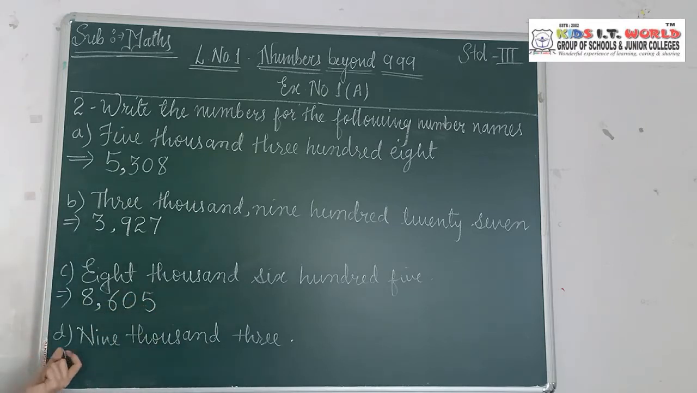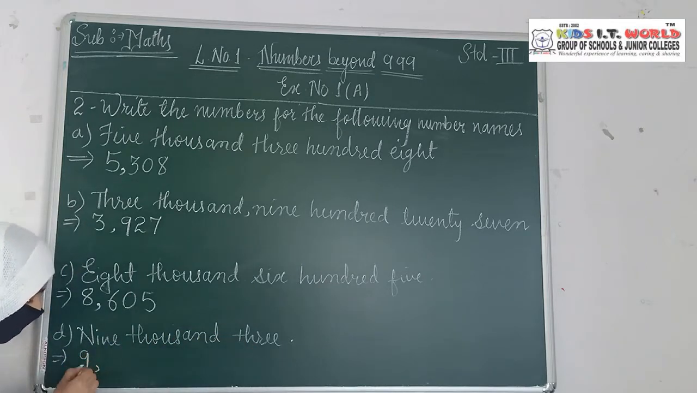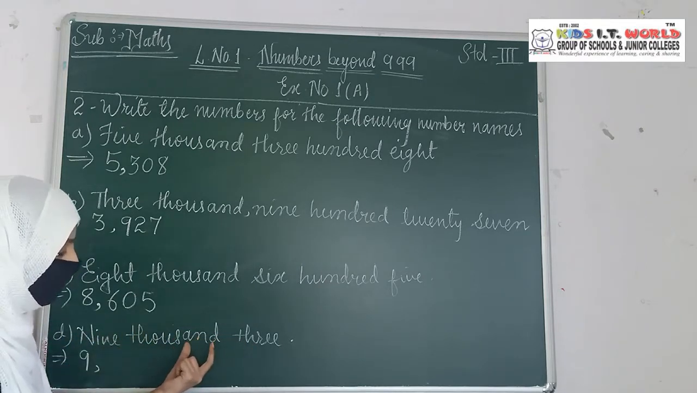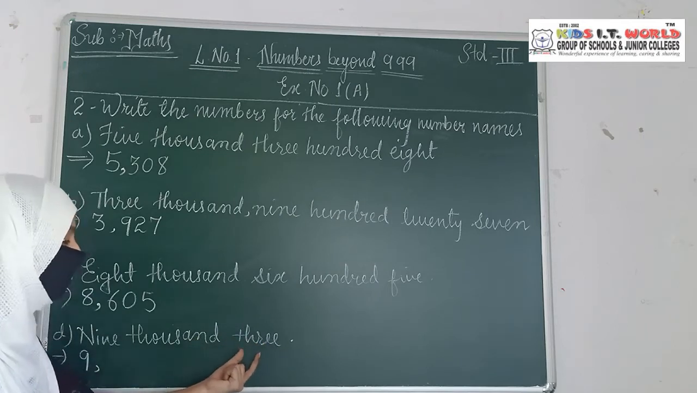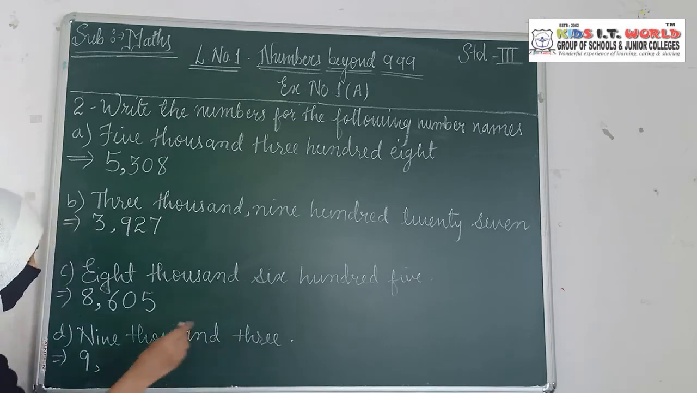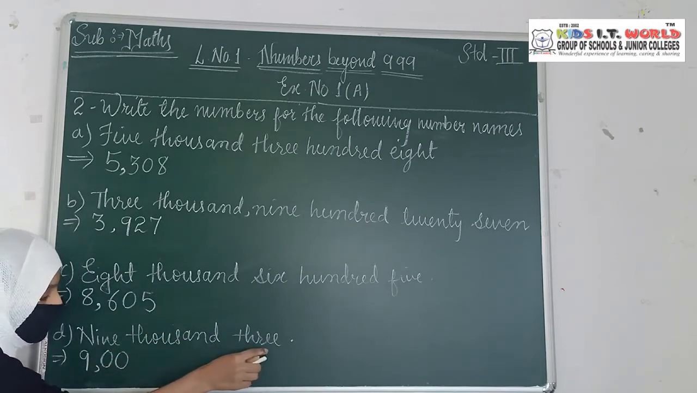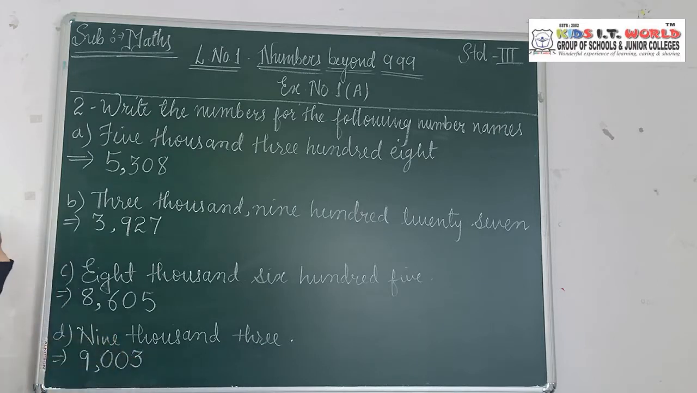Now the next one here, 9003. It is 9, and directly after the 1000 they have given you 3, which means on the hundreds and tens place no value is given, so you have to write 0 on the hundreds and tens. On the ones it is 3. In this way you have to convert the number names into the number form.